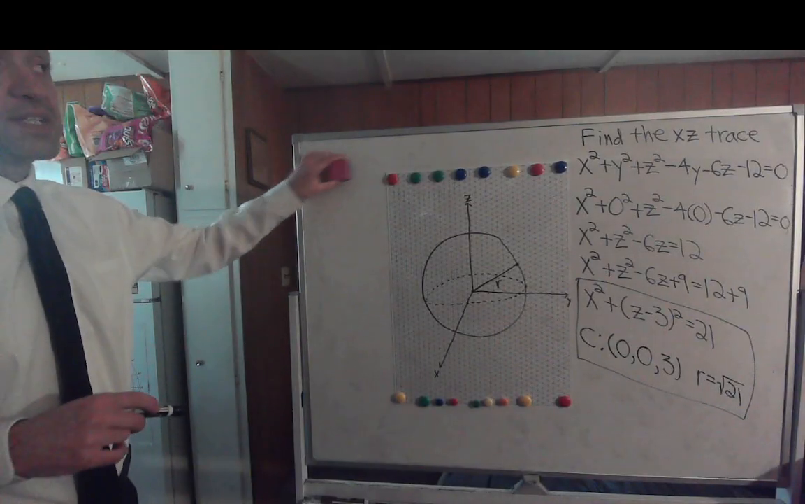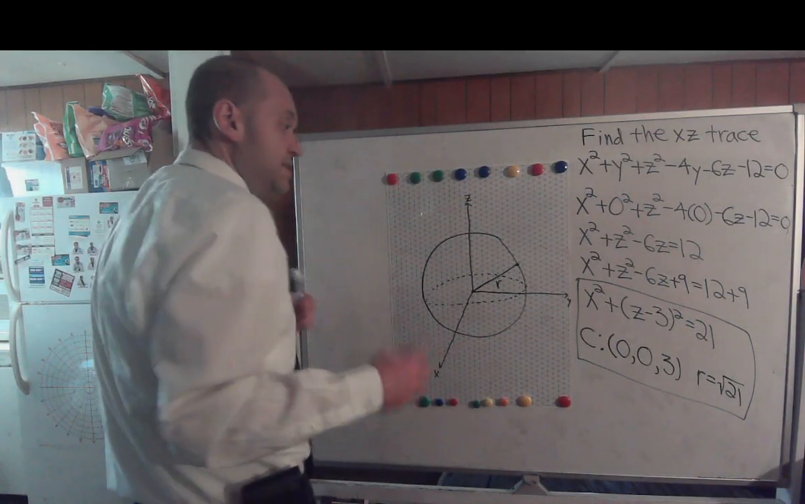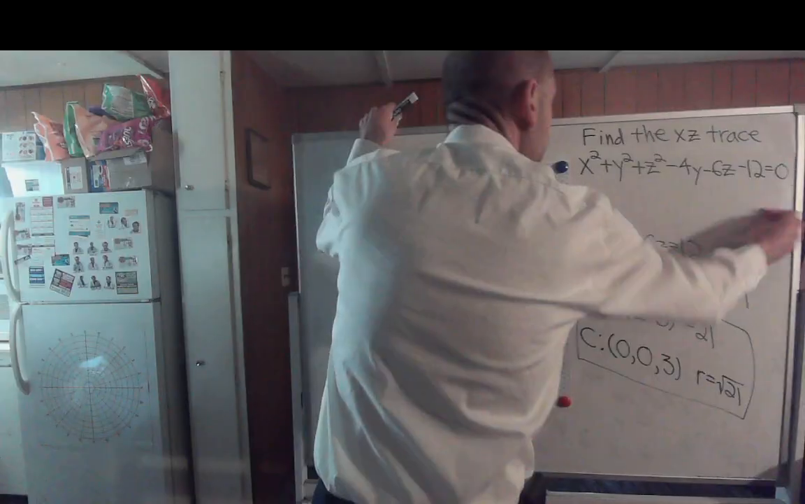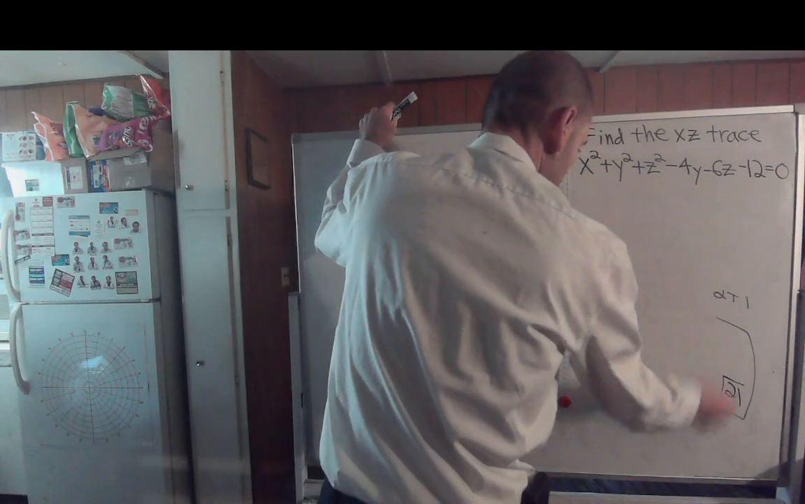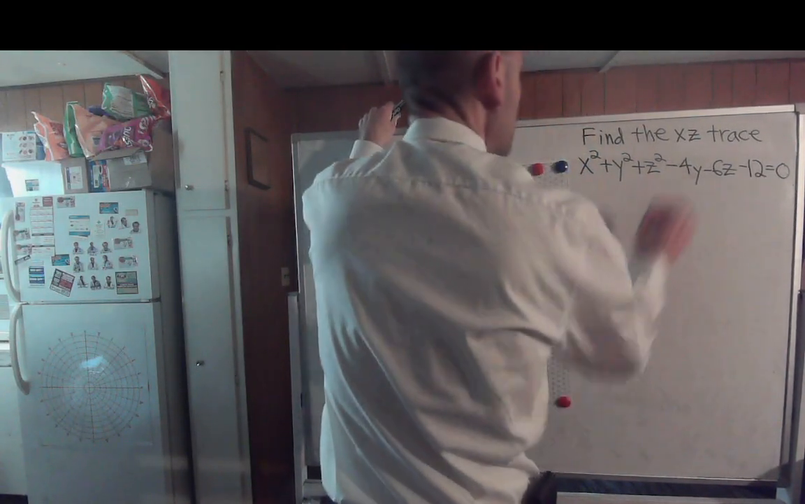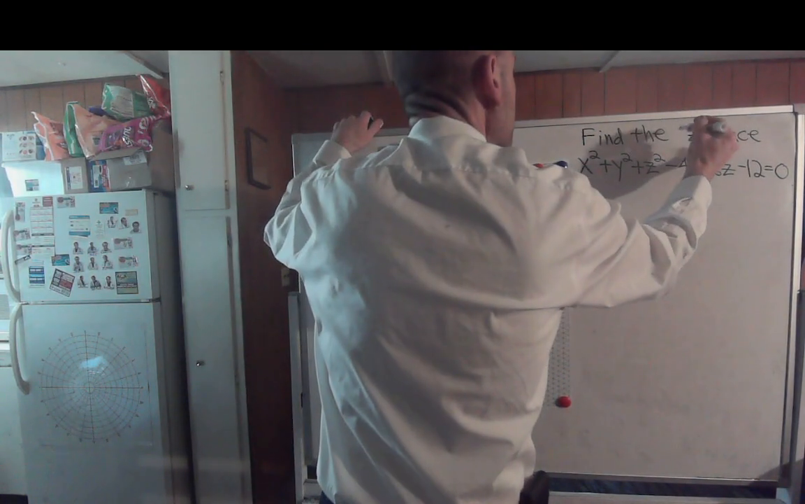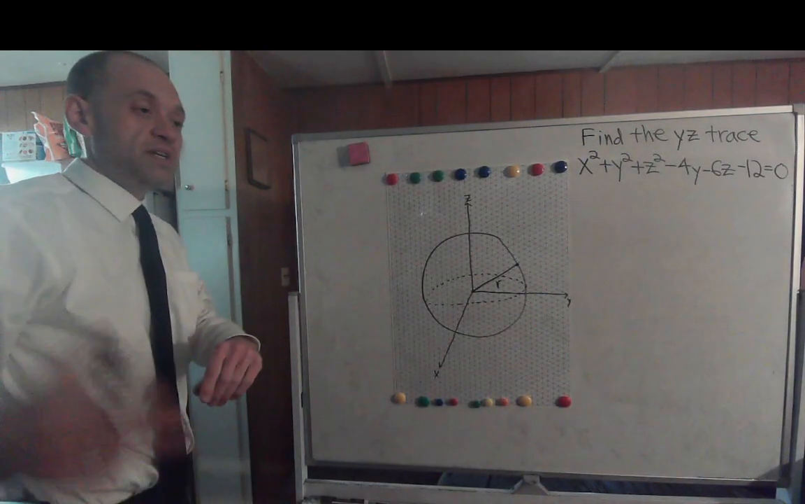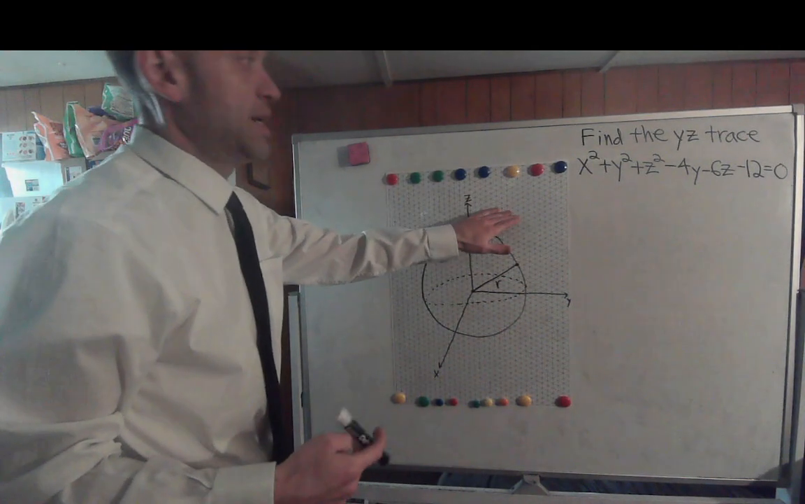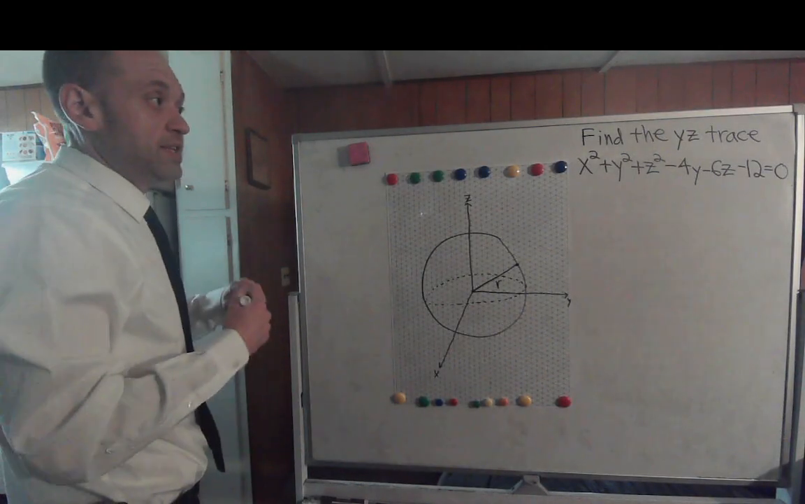And yes, you guessed it, we're going to do a yz trace. Of course we are. So let's deal with a yz trace. This means for a yz trace, we're going to take this circle, map it into 2 dimensions in the yz plane, which means we have to set x equal to 0 because we have to eliminate the x.